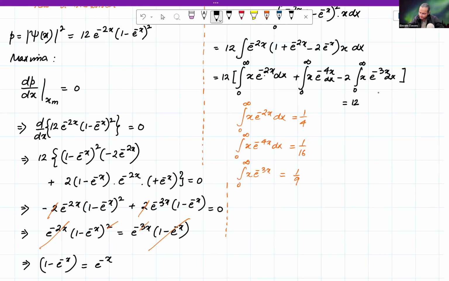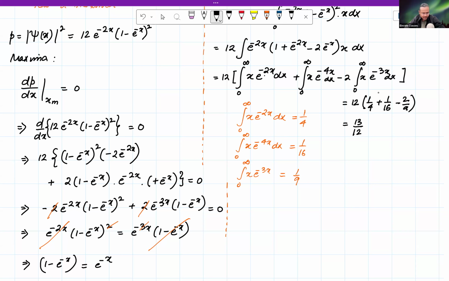Combining these, the answer that we get comes out to be 12 times (1/4 plus 1/16 minus 2/9). I think this is correct. 12 into 1/4 plus 12 into 1/16 minus 24 upon 9, and this comes out to be 13/12.